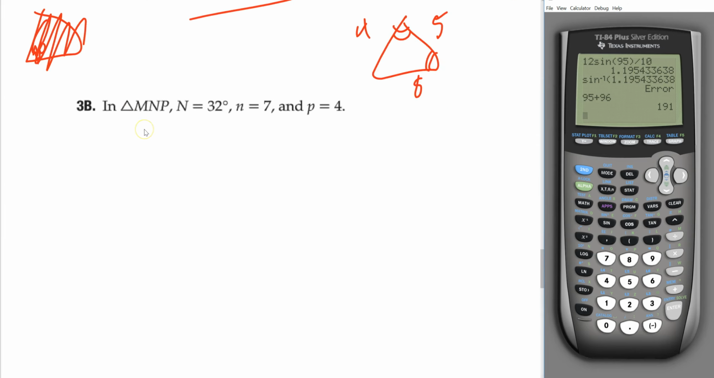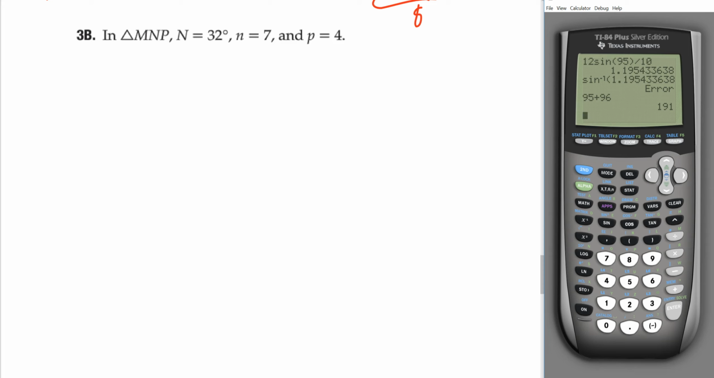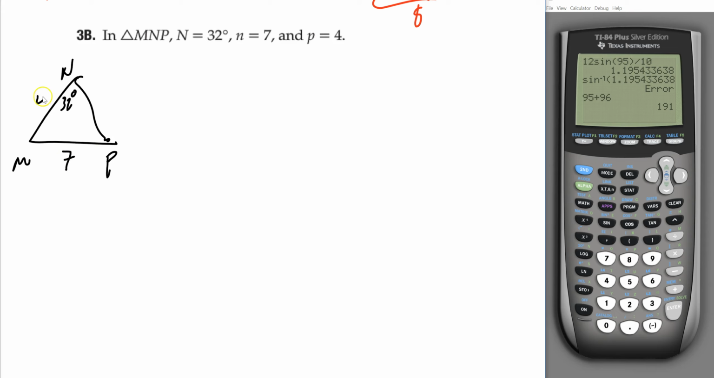Let's move on to the next one now. You probably bet this one will be a triangle. Now we'll have one or two solutions, that's what we've got to find out. So here we go, triangle MNP. This is M, N, and P. They give you angle N is 32, side N is 7, and side P is 4.